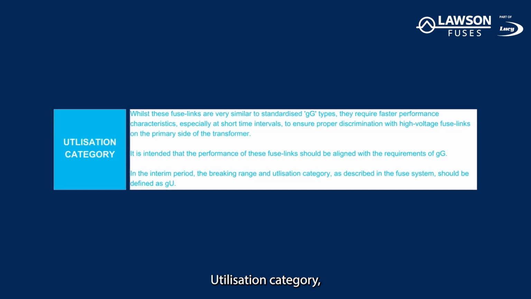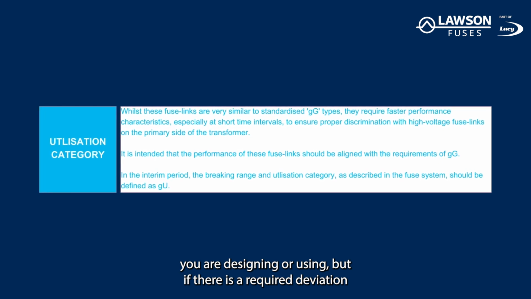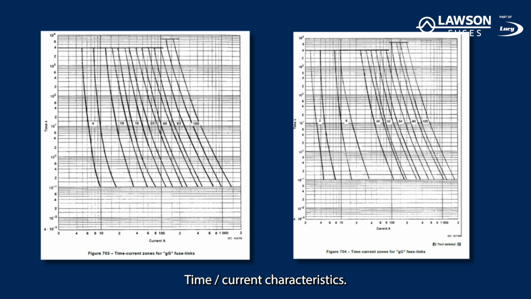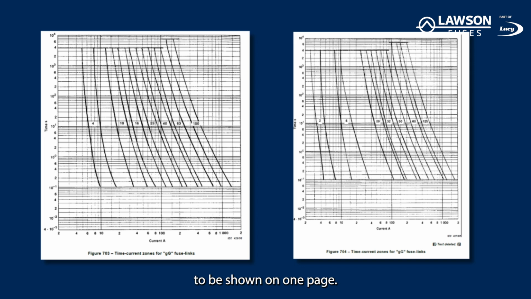Utilisation category. This is generally default to the component you are designing or using, but if there is a required deviation, it will be stated. Time current characteristics. These are shown in a series of tables and graphs. The axes are current in amps against time in seconds. These graphs are always logarithmic scales to allow the full graph to be shown on one page.